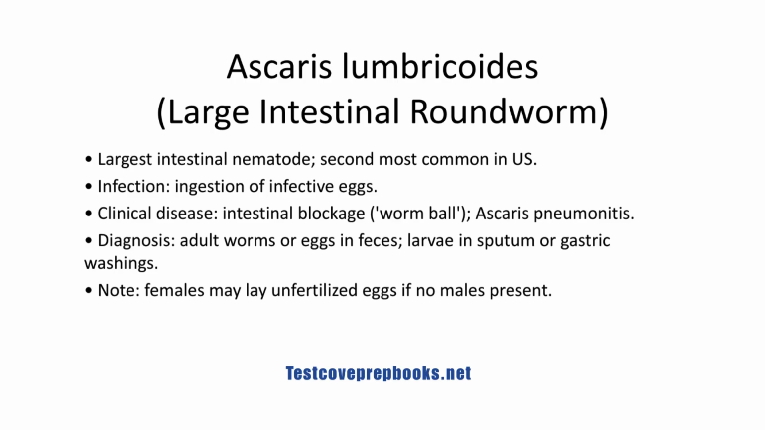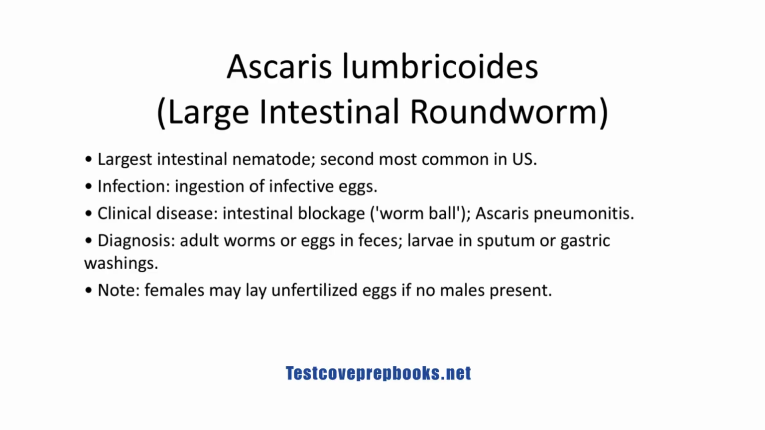One of the best-known nematodes is Ascaris lumbricoides, also called the large intestinal roundworm. It is the largest nematode and the second most common in the United States. Infection occurs when infective eggs are ingested. Clinically, it can cause a worm ball, leading to intestinal blockage or Ascaris pneumonitis when larvae migrate through the lungs. Diagnosis is made by demonstrating adult worms or identifying characteristic eggs in feces.